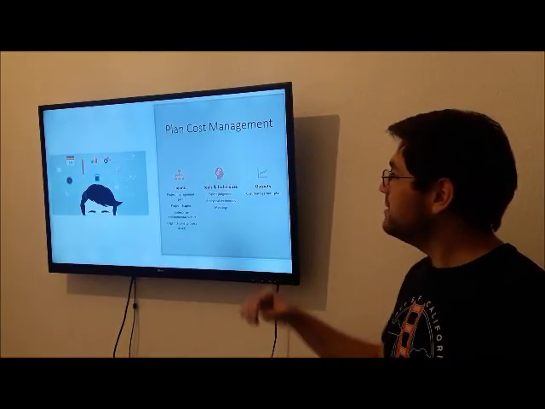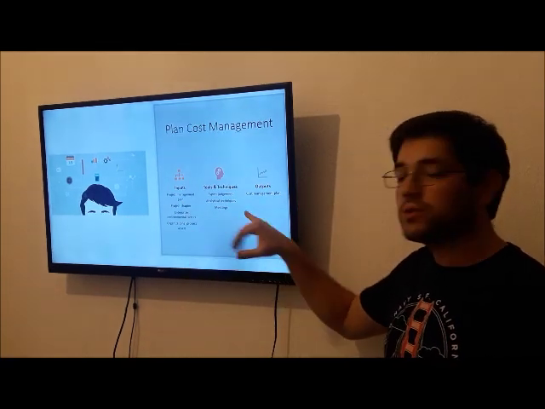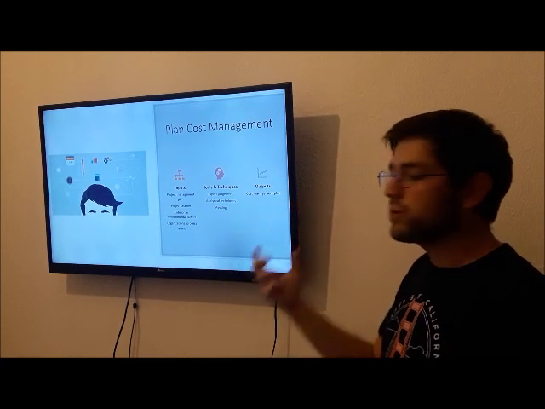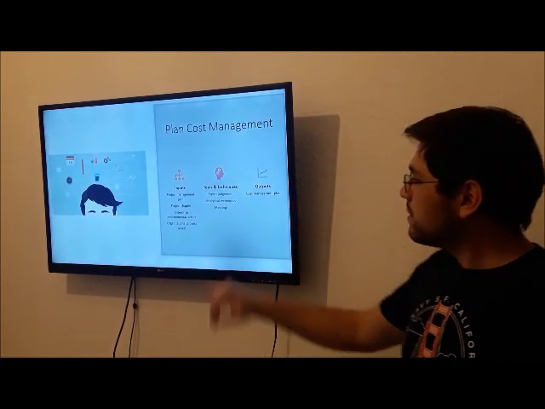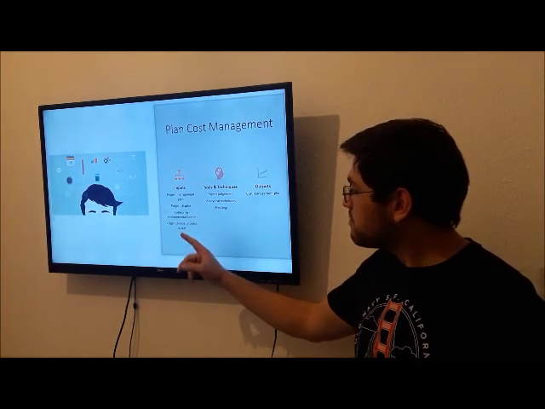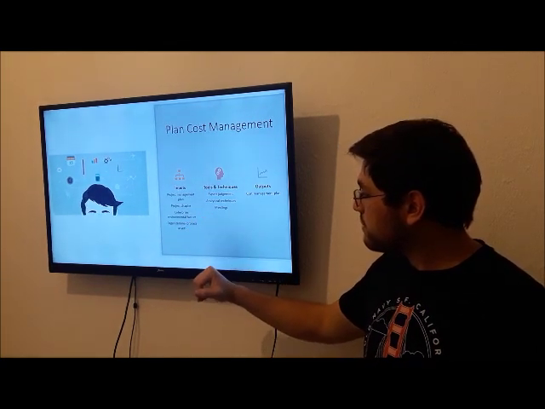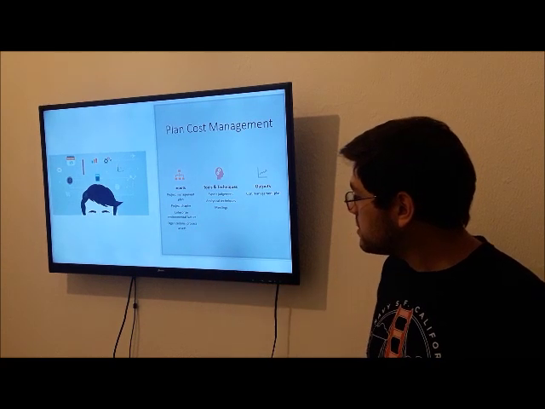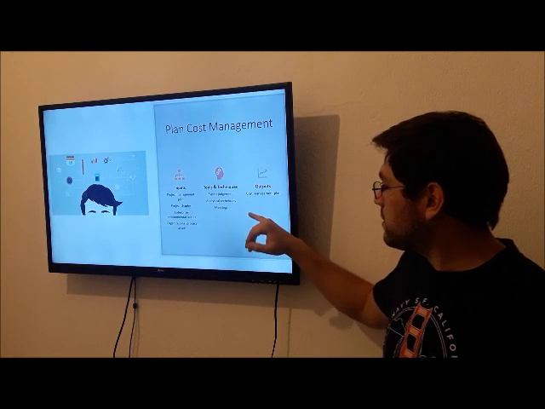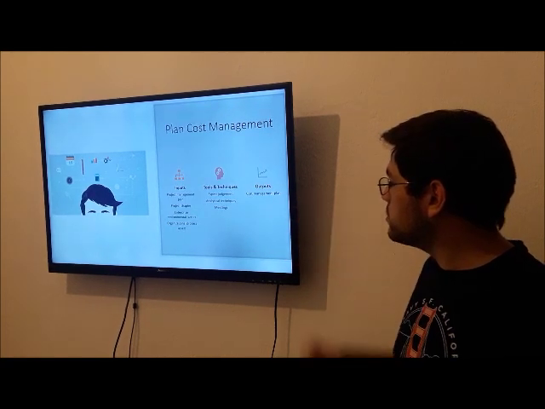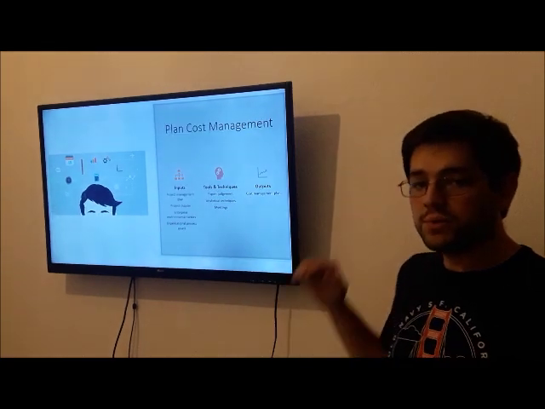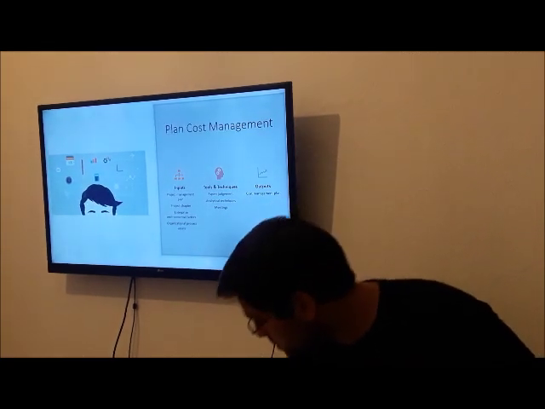For planning the cost, we're going to use inputs, tools, and techniques to process those inputs, and we're going to obtain an output. Examples of inputs could be the project management plan, the project charter, enterprise environmental factors, and organizational process assets. For tools and techniques: expert judgment, analytical techniques, meetings, and for outputs, the cost management plan. We're going to review every one of those items further along in the presentation.